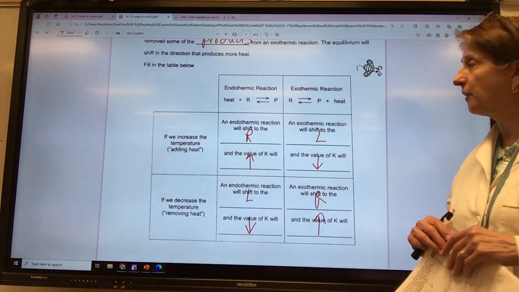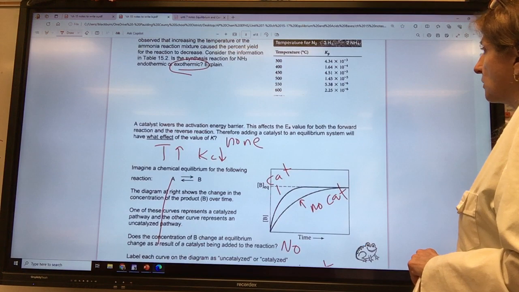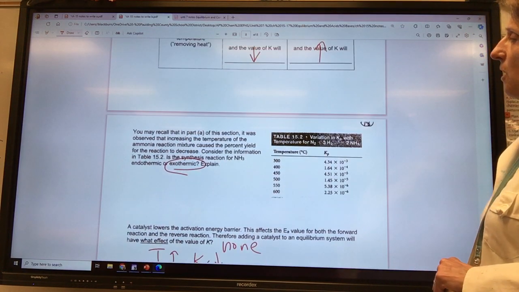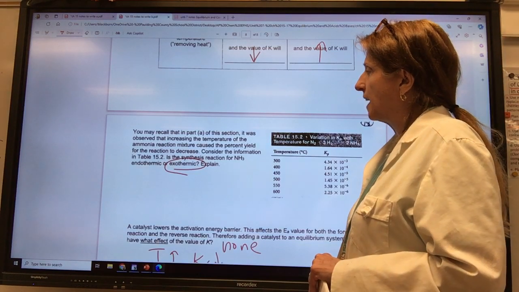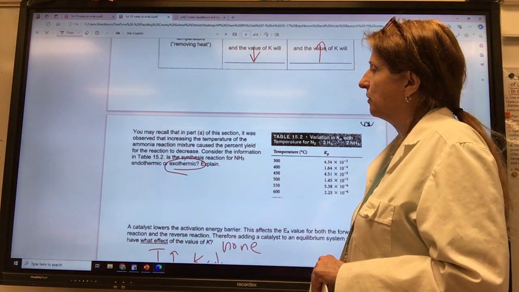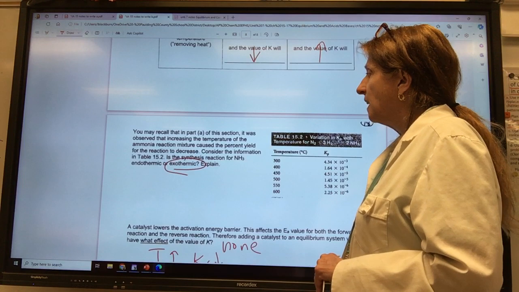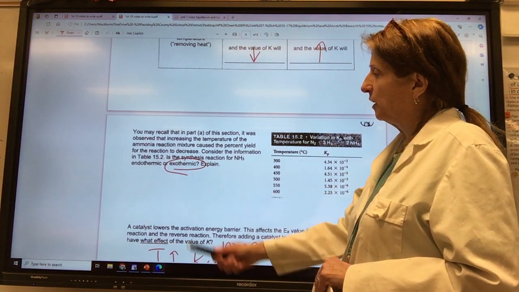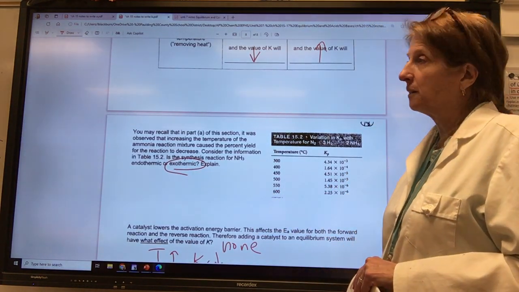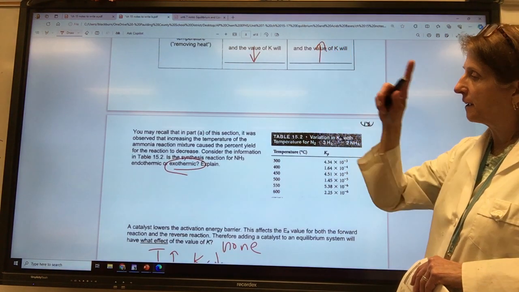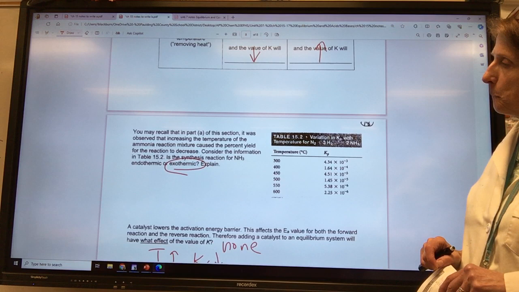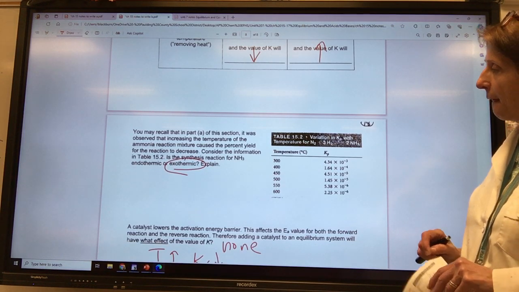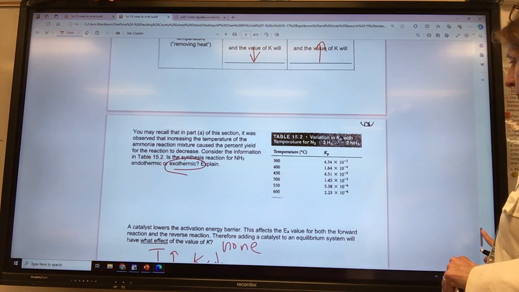Okay, last page. You may recall that increasing the temperature of the ammonia reaction mixture caused the percent yield to decrease. Considering that, it would be exothermic. If you go back and look at that, you would see that. Okay, there's our little table.